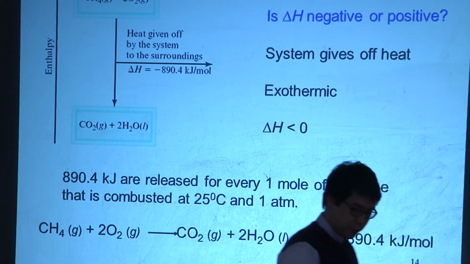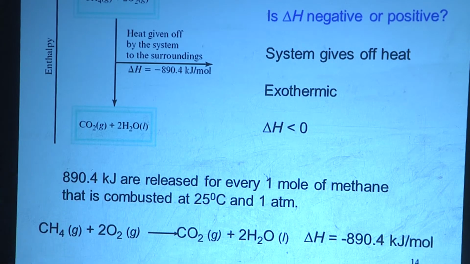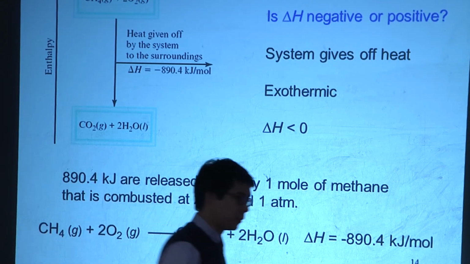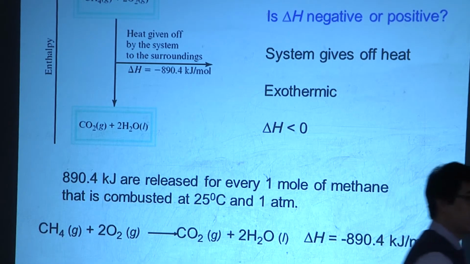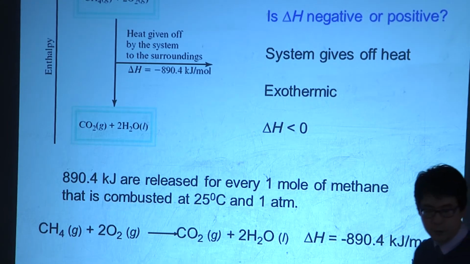So let's think for a little bit. If I want to boil my water, if I boil water, is that going to be exothermic or endothermic? It's going to be endothermic, right? If I boil water, the water has to absorb heat. So delta H is going to be positive or negative. Delta H is going to be positive, greater than 0, right?